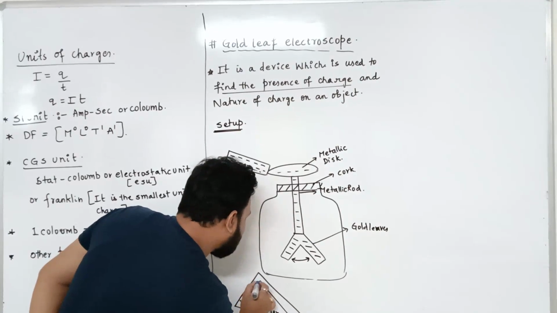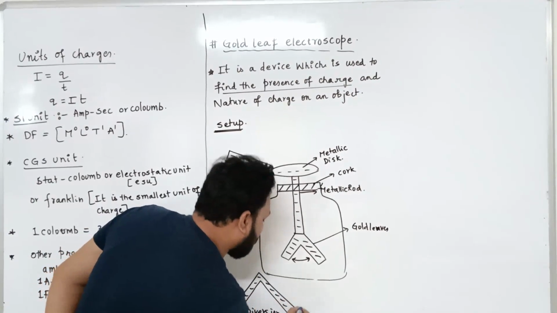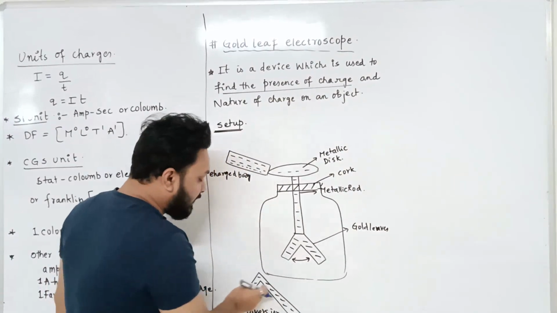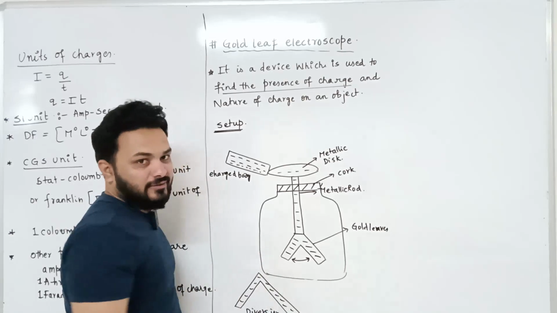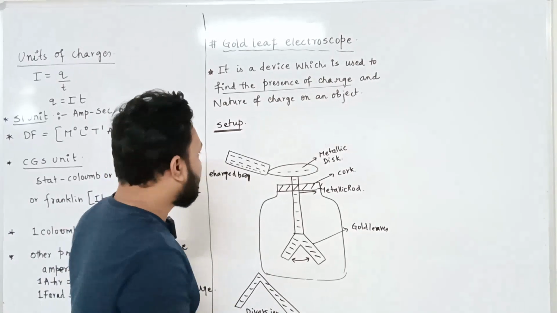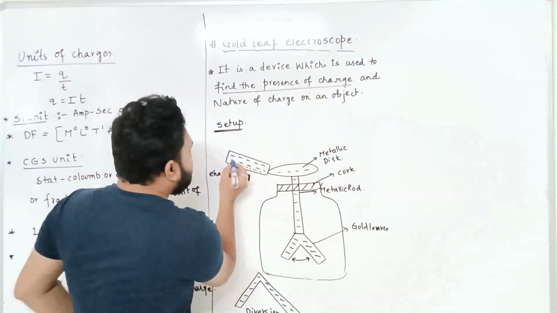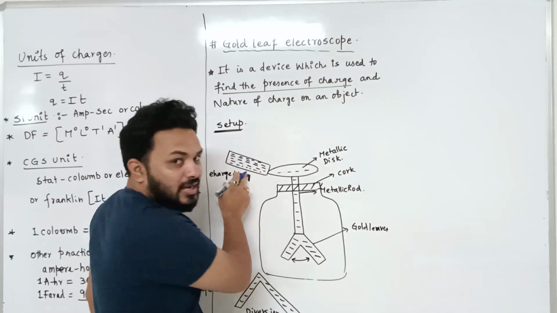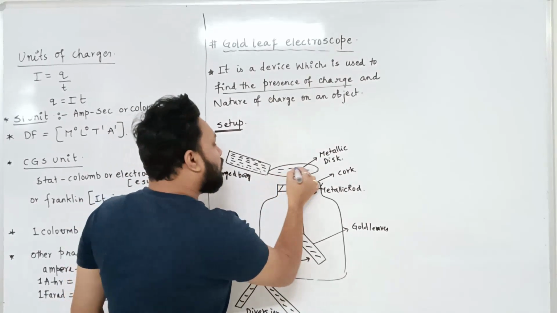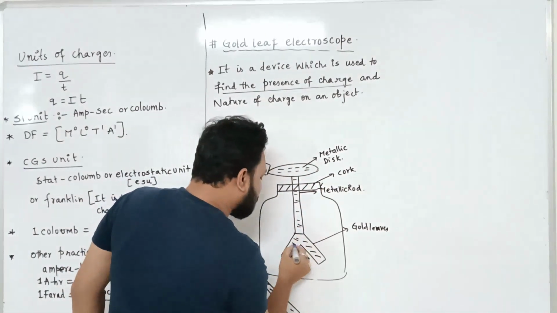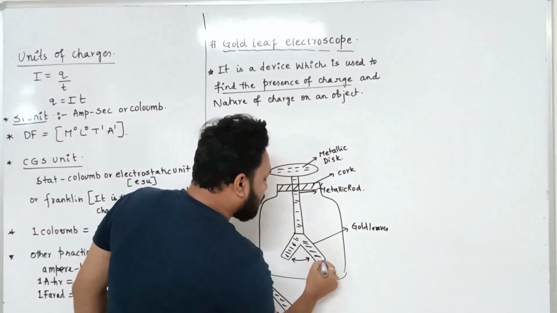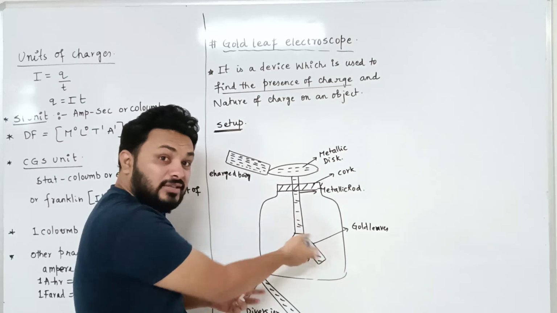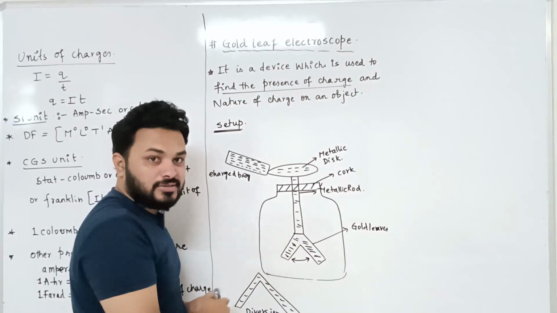Because of the same amount of the electrons or same amount of the charge present on this leaf and this leaf. Understood? See here, if I put more number of electrons, if I increase the charge on the charged body, the more charge will get on the gold leaves. So the more divergence will be there in the gold leaves.